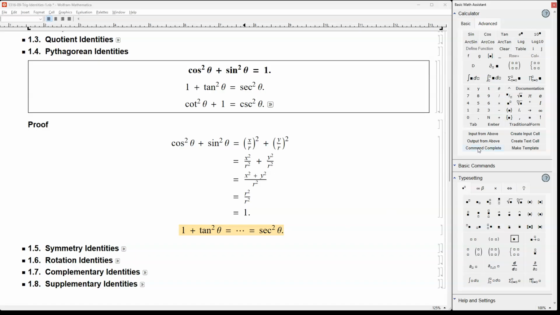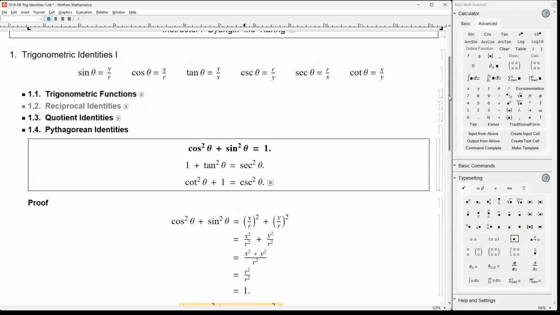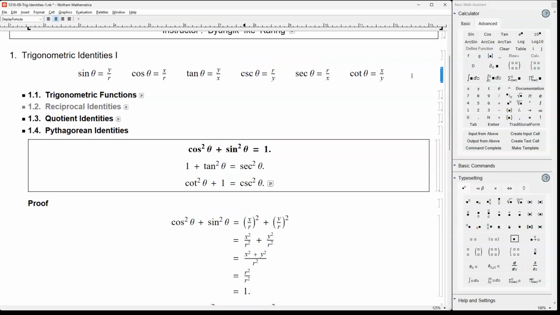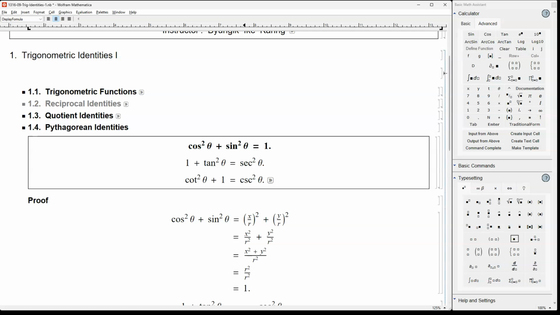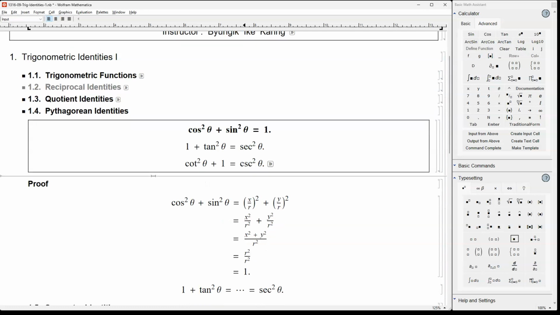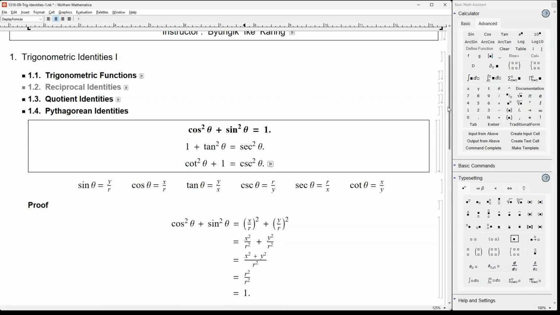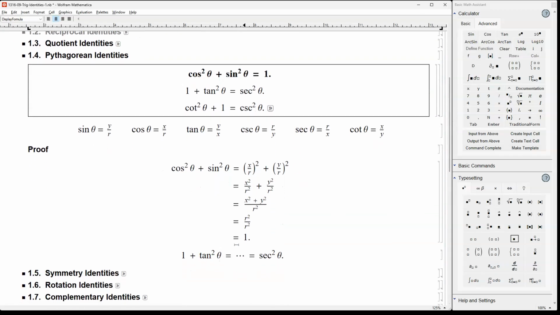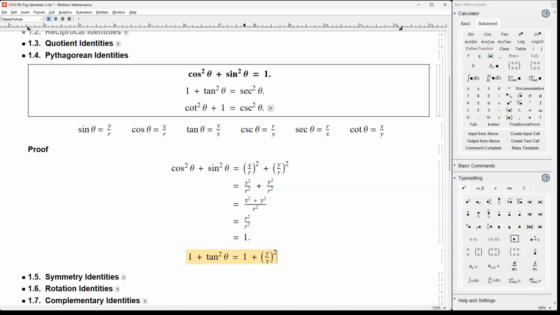Did everybody get it done? The definition of tangent and secant. Let's copy and paste this thing here. Okay, let's keep this as a reminder. So 1 plus tangent squared. So 1 plus, what is tangent? Y over x. And then somehow we have to work it out, and then we have to get secant squared, r squared over x squared. How do you do that? Y squared over x squared.